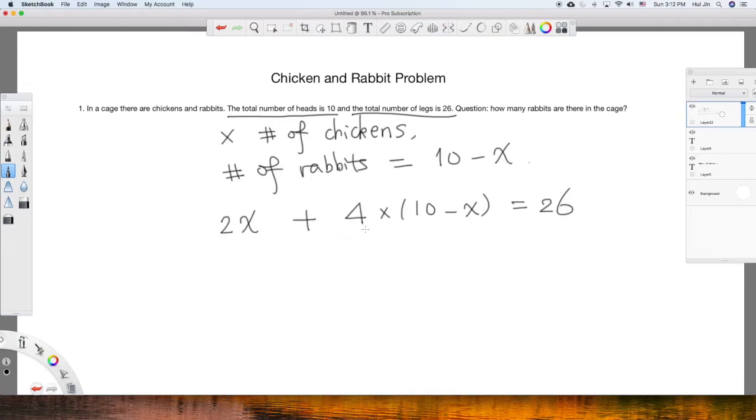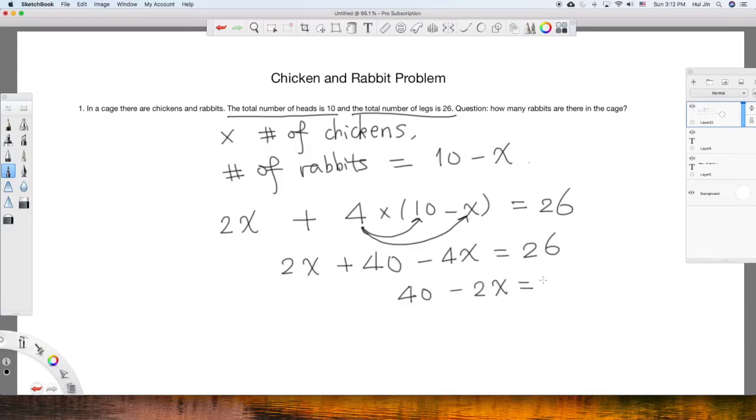And then how you solve it, you're basically using the distributive law with the parentheses. So 4 times (10 minus X), to expand that expression, you have to multiply 4 with everything inside. So that's equal to 2x plus 40 minus 4x. Okay, don't screw up on the minus sign. That equals 26. But that will be 40 minus 2x equals 26.